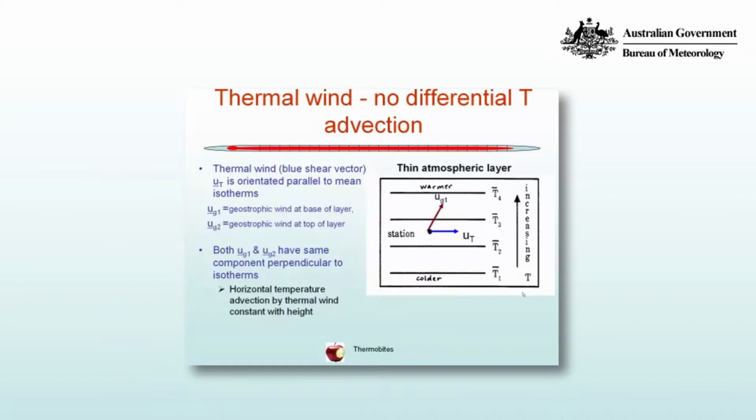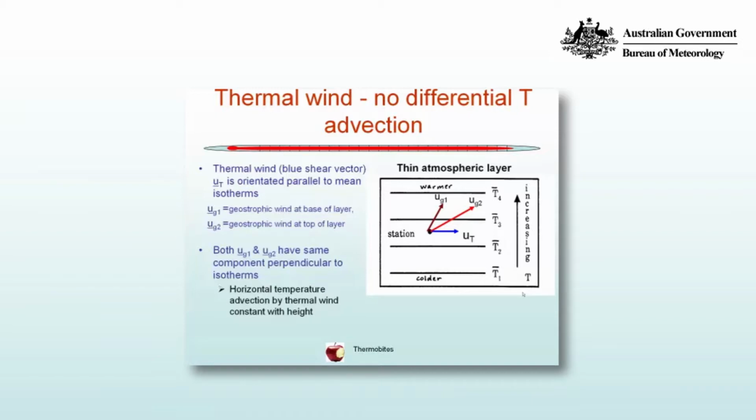Here's the geostrophic wind at the bottom of the layer, and here's the geostrophic wind at the top of the layer. And you can see that if you add the thermal wind, the geostrophic wind shear, to the low level wind u_g1, you obtain u_g2.